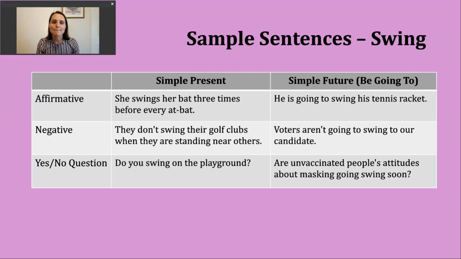The thing to remember about the affirmative simple present is that if our subject is he, she, or it, we need to add an S to the base verb. Now, if our subject is I, you, we, or they, then our verb is exactly the same, so no different endings. An example of this might be, she swings her bat 3 times before every at-bat. So this might be describing a softball player who has this habit.